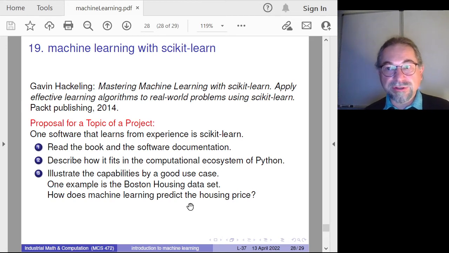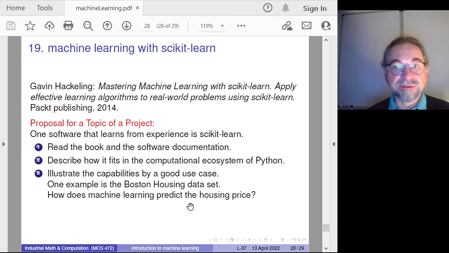So in this course, we learn by doing, so we are doing projects. This project is a software study. I learned a lot from scikit-learn. As a computer scientist, this Mastering Machine Learning was a very good introduction to scikit-learn. I didn't take the statistics route. So here is then a proposal for a topic of a project.